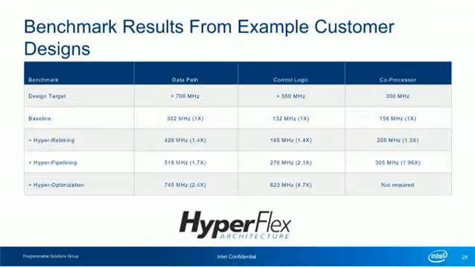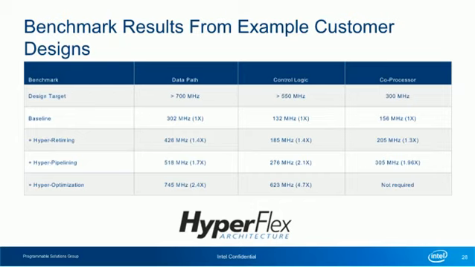Here are some benchmarks of 3 different customer designs that Altera compiled using the Stratix 10 design tools currently in development. The examples shown here include a communications data path design, a control logic design, and a coprocessor design. In each case, you can see that the design target was significantly faster than the baseline performance which was achieved in an FPGA with a conventional architecture.